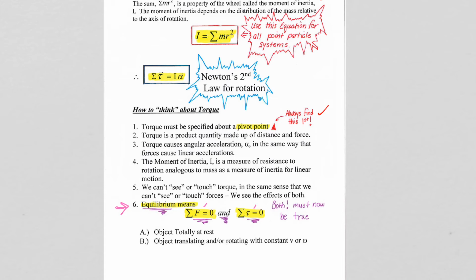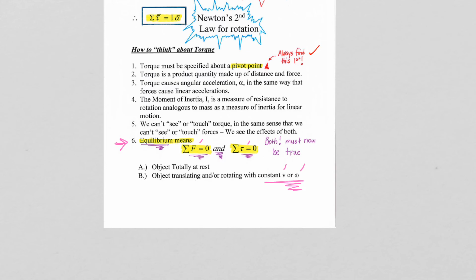Means you have an object that is not translating, right? Sum of the forces equals 0. No translation, meaning no x movement, no y movement. Sum of the torques equals 0 means you have no rotation, right? So static equilibrium means basically you have nothing. It's a static problem. Dynamic equilibrium is when you're moving with constant velocity, whether it's the linear velocity or the rotational. And in general, we certainly can have both happening together.